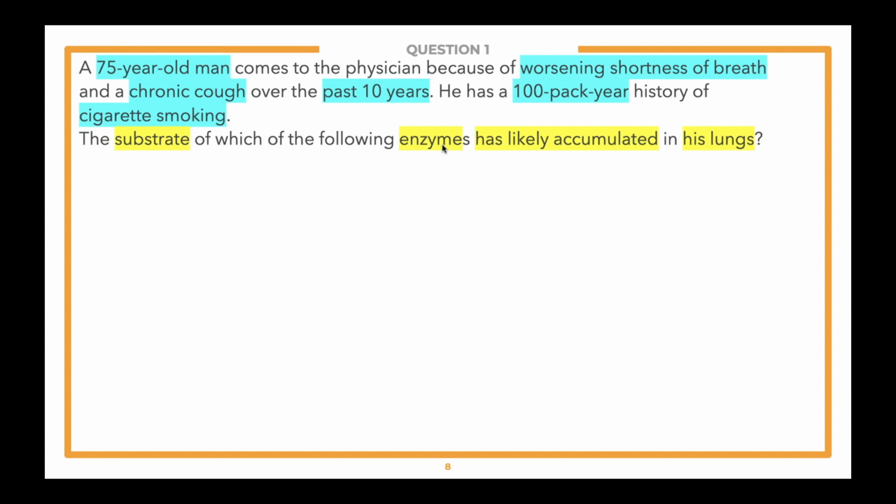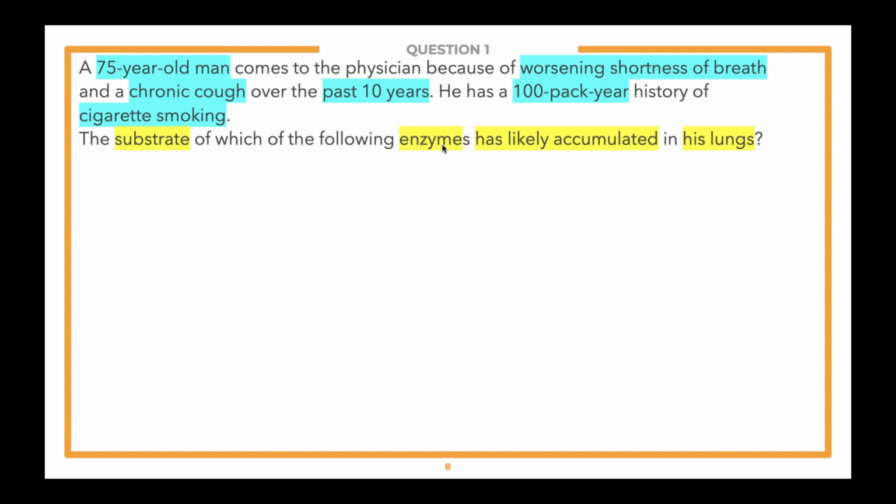Then they usually tell you, why are they coming to the hospital? Why are they coming to the ER? What are those signs and symptoms that brought them in? In this case, it's worsening shortness of breath and chronic cough. So you want to make note of that because that's what brought the patient in to be seen. Then they often tell you, how long has it been going on for? Has it been going on for a few minutes? Has it been going on for years? So you can get some degree of chronicity information from that first sentence. So they're telling us this has been going on for 10 years, so definitely a chronic issue, okay?